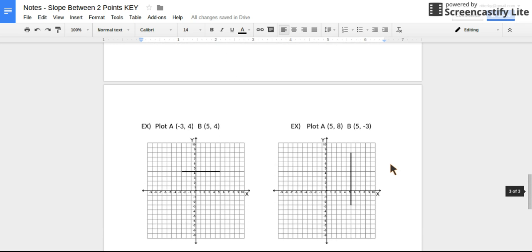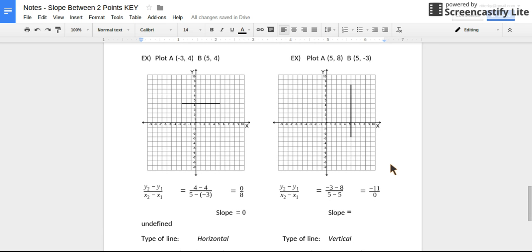Two other special examples here. These are our special lines, horizontal and vertical lines. If I try and find the slope of a horizontal line, let's see what happens. 4 is going to be my y2. 4 in this coordinate pair is going to be my y1. So if I do 4 minus 4 on top, I get 0 on top.